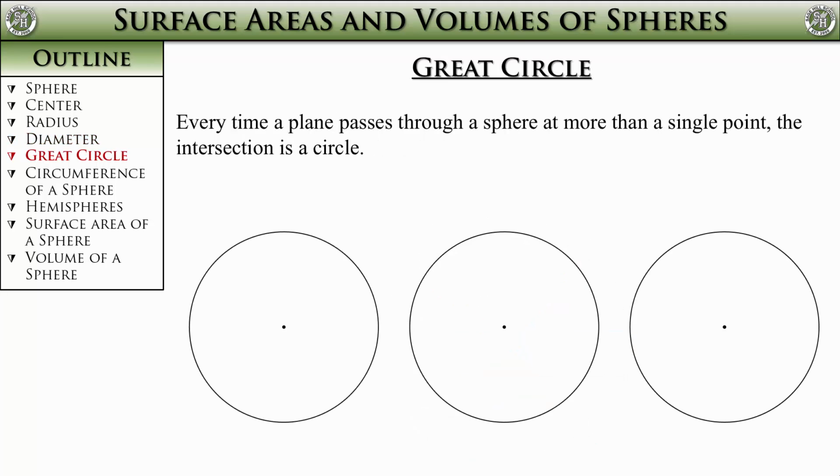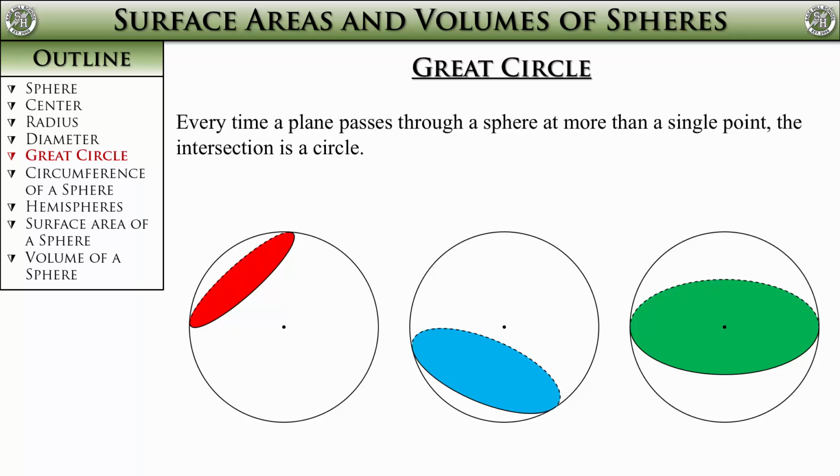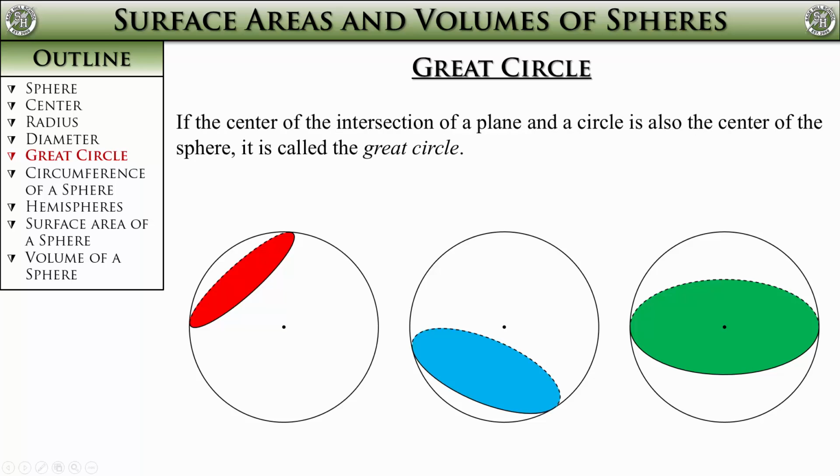Whenever a plane passes through a sphere at more than a single point, the intersection is a circle. So on the left, if a red plane passes through the sphere like this, then the intersection of that red plane and this sphere is a circle. If a blue plane goes through the middle sphere, its intersection is also a circle. Note that since the blue plane passed closer to the center of the sphere, the blue circle is bigger than the red circle. Finally, we have a green plane passing through the right sphere. This time the intersection goes through the center of the sphere. This intersection is as large as it can possibly be. In situations like the green one, where the center of the intersection is also the center of the sphere, it is called the great circle.